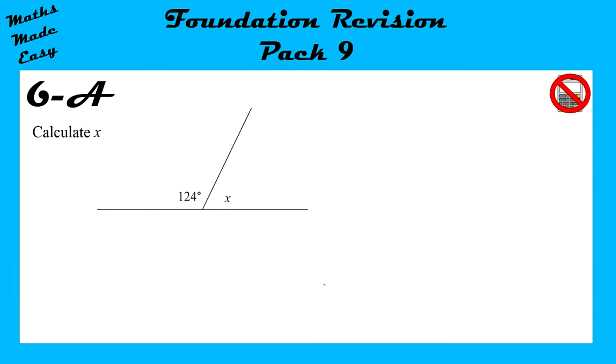Question 6a. So I know that the angle on a straight line adds up to 180. So 180 minus 124, which is the known angle, will give me my missing angle here, which is 56 degrees.